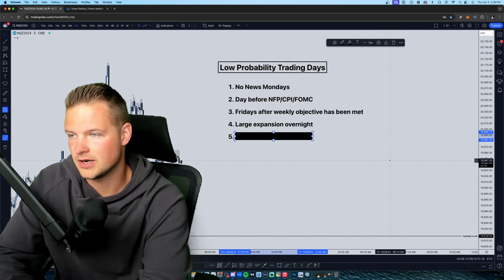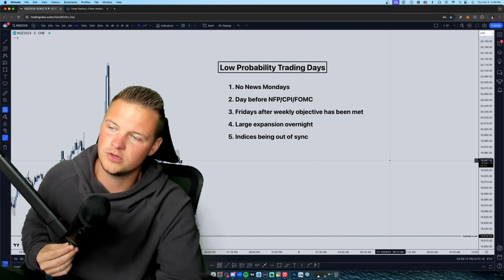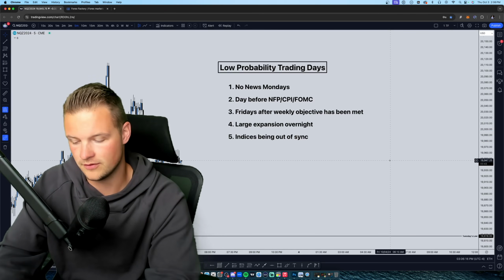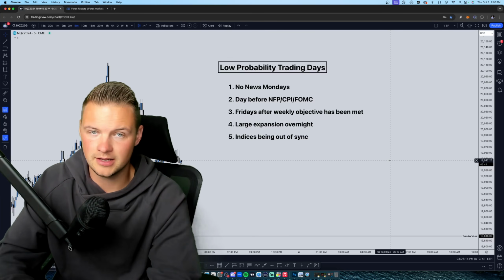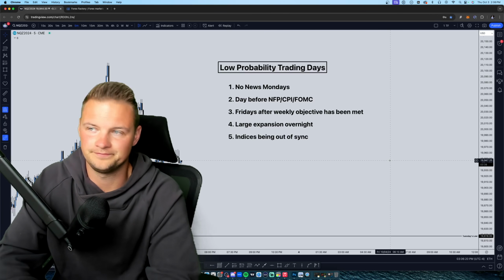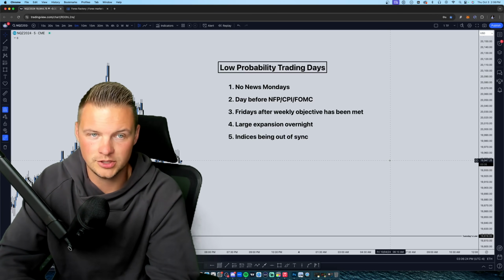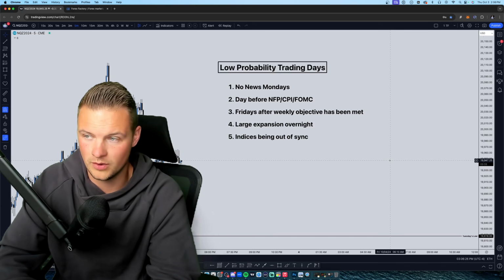And last but not least here, boys, number 5 is when you notice that the indices are just out of sync. So this can also happen. It's something that you have to recognize and identify. Again, in the moment, there's not really a way for you to know when this is going to happen. It's just something that you notice while you're watching data print, while watching candles print.